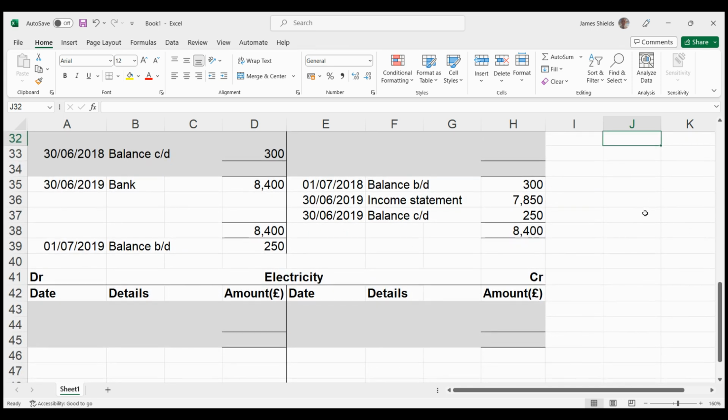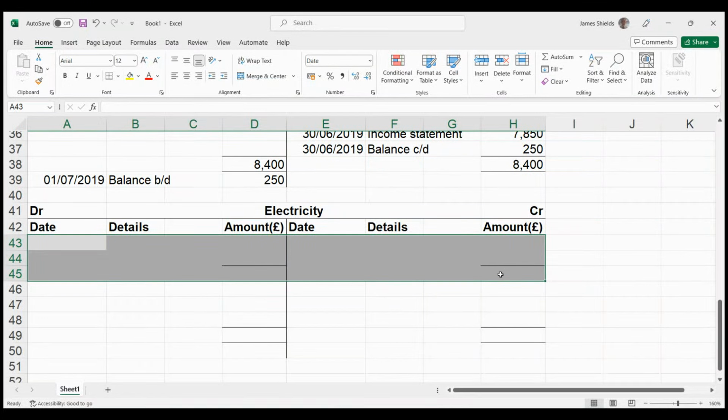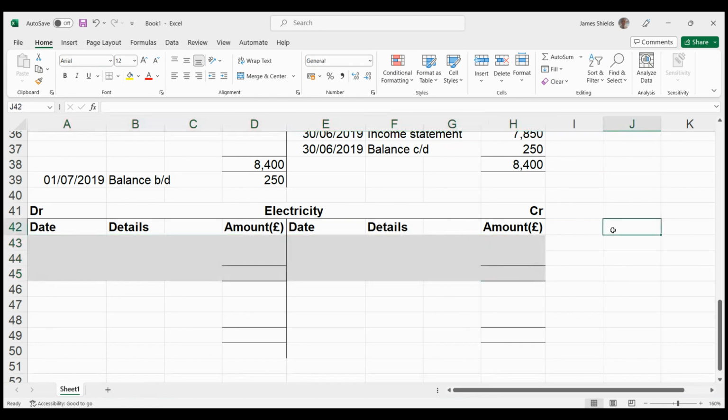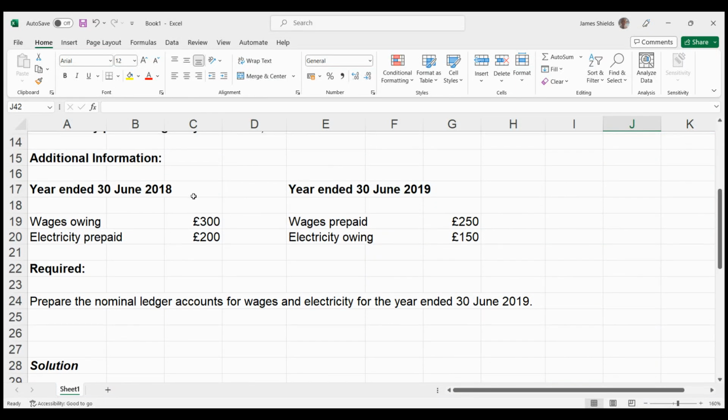Well, the next one we've got is the electricity account. So again, these grey bits at the top, this is my workings out section. It's not going to be part of the final answer of the exam. This is our working out section. So that's going to be last year's working out. So let's see what we've got for electricity for last year then. So, year ended 30th of June 2018, electricity was prepaid by £200.